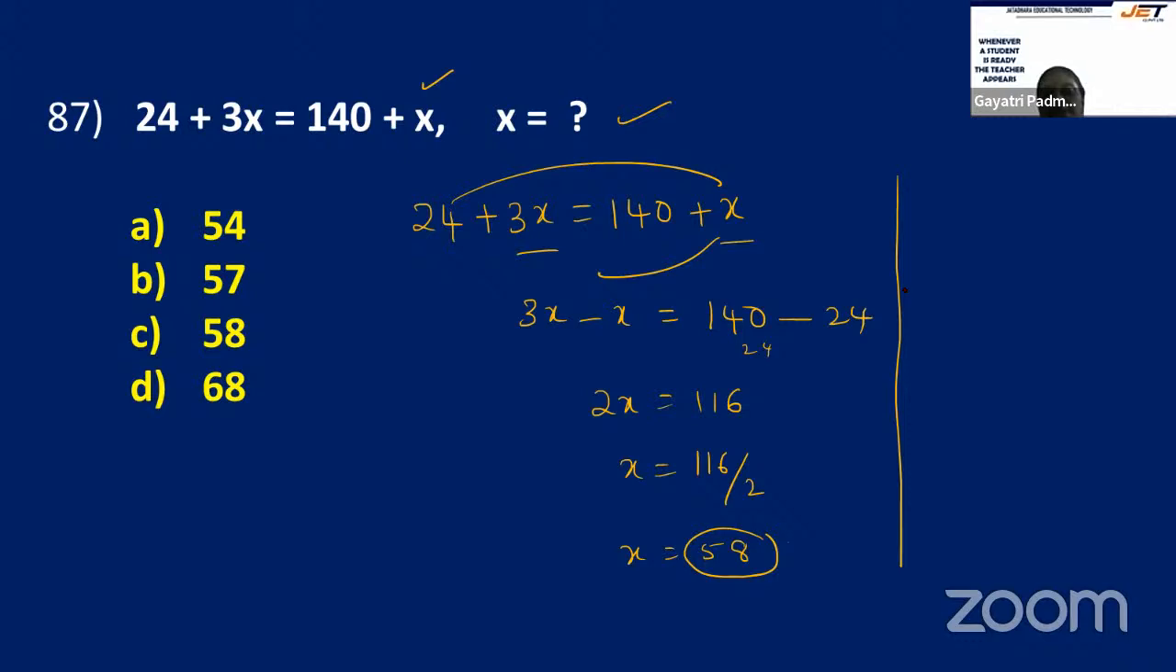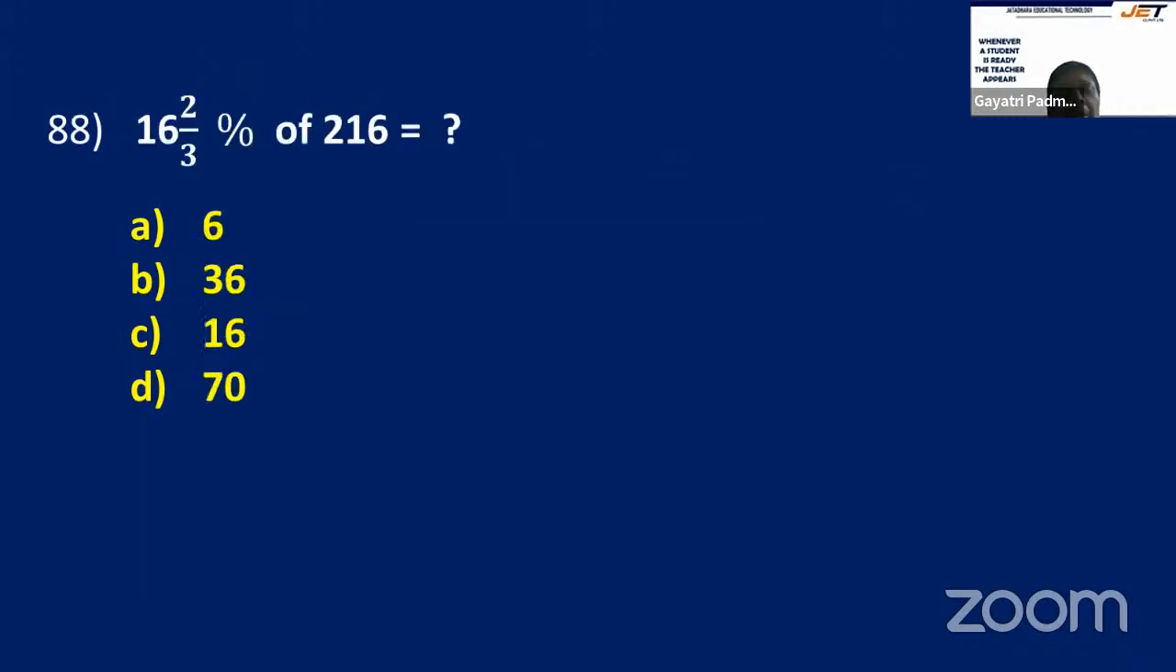So anytime you can check your answer. How do you check your answer? Just replace this x as 58 in this equation. That is 24 plus 3 into 58. That answer should be equal to 140 plus 58, that is 198. So if both the sides are equal, then your value of x is correct. All right. Now with this, let's move on to the next question.